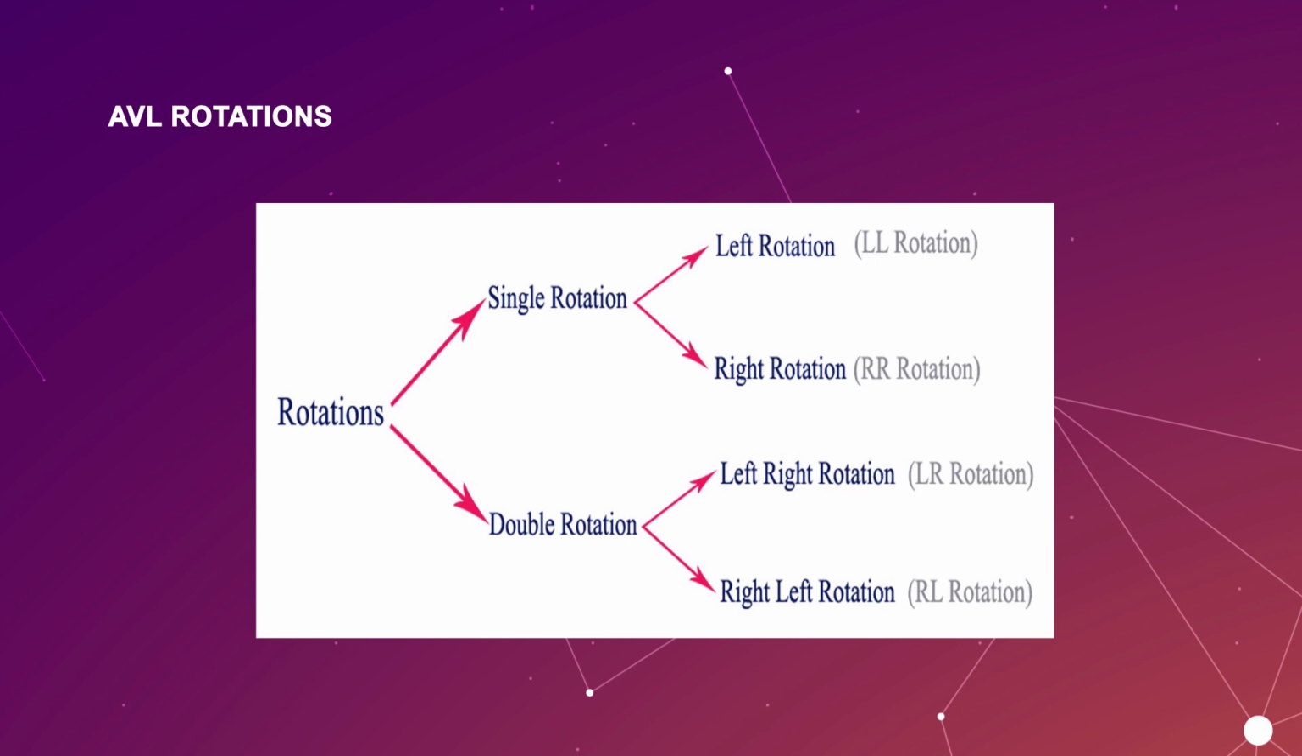Another kind of rotation is double rotation. Double rotation is also divided into two parts, left right rotation, or LR rotation, and right left rotation, or RL rotation. These are basically the four techniques performed when the tree is unbalanced. By these rotations we can shift to a balanced tree: LL rotation, RR rotation, LR rotation and RL rotation. LL and RR come under single rotation, and LR and RL come under double rotation. We will see one by one how we rotate our tree.